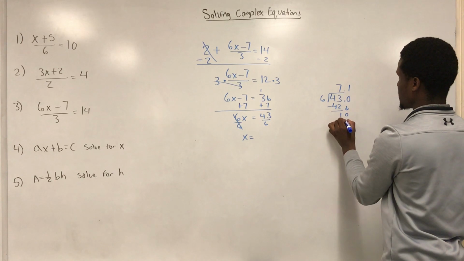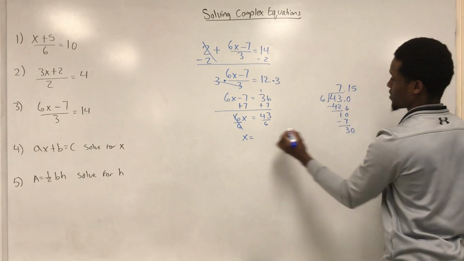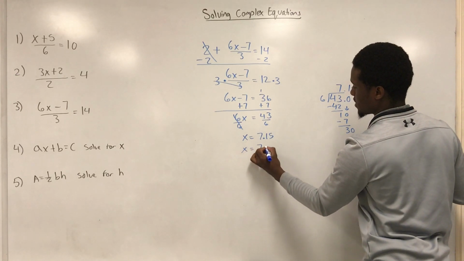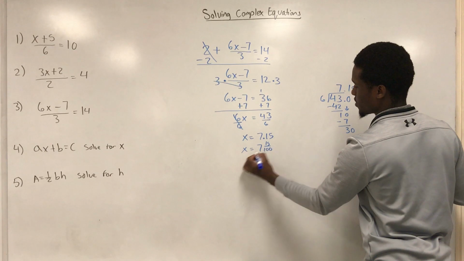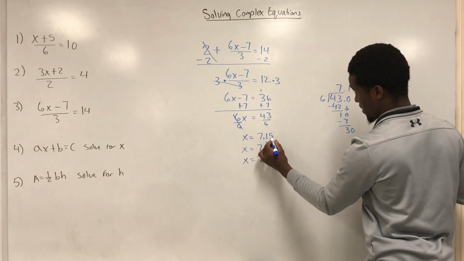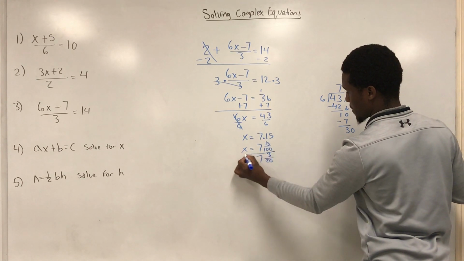This goes in 1 time, 6, that's going to be 10. And this goes in 5 times. So your answer is going to be 7.15, or x is equal to 7 15/100ths. Simplified, x is equal to 7, if we divide by 5 and divide by 5, 3 over 20.